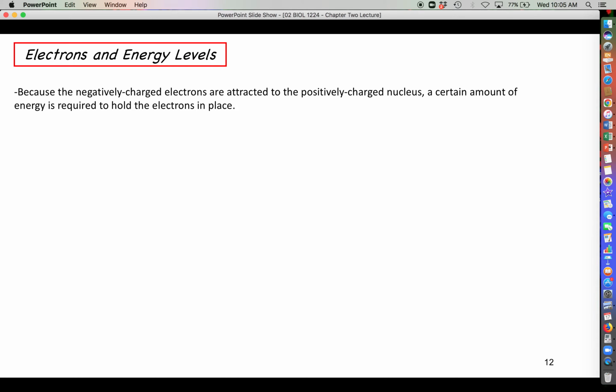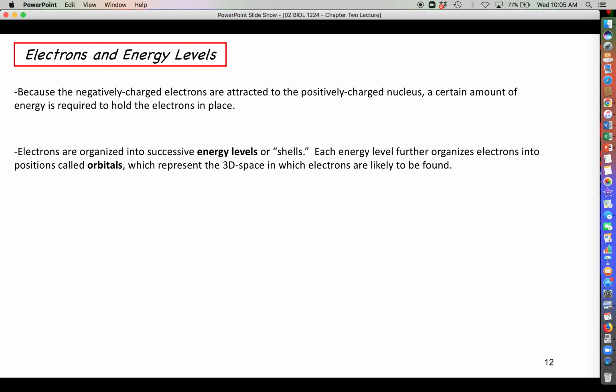So to prevent the electrons collapsing down on top of the nucleus, the atom has a certain amount of energy associated with it, and that energy is required to hold the electrons in place to make sure that they don't go too close towards the nucleus. Electrons are organized into successive energy levels or energy shells. This is basically a system of organization in which these shells are organized further and further away from the nucleus into positions called orbitals, which are basically just a 3D representation of where the electrons are most likely to be found.